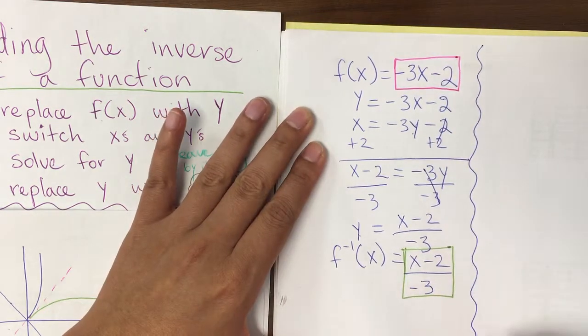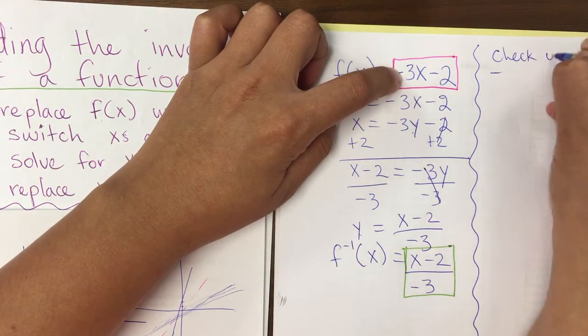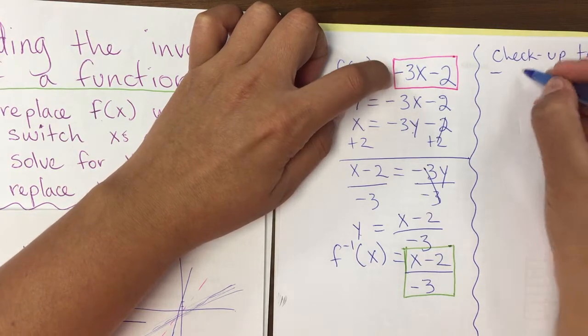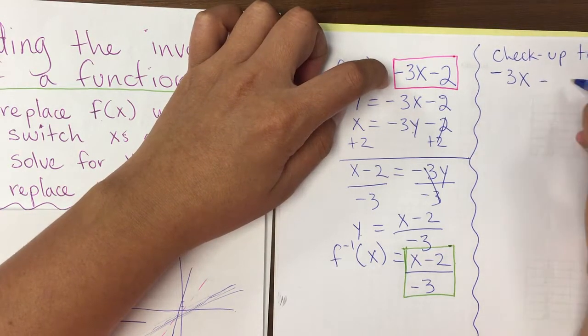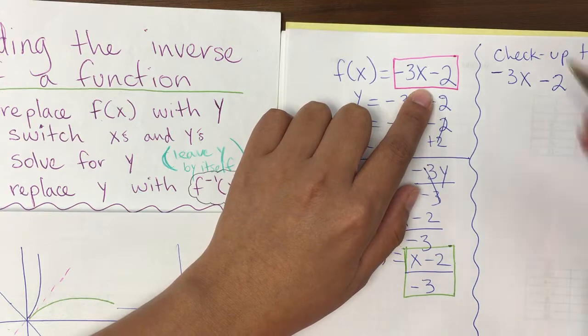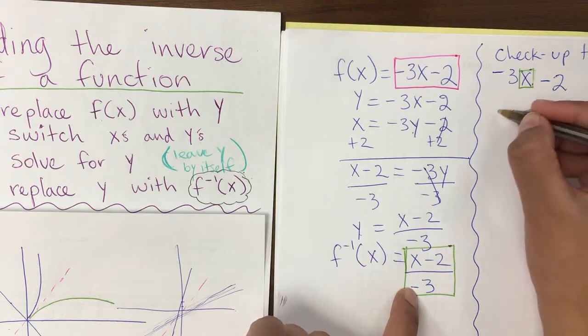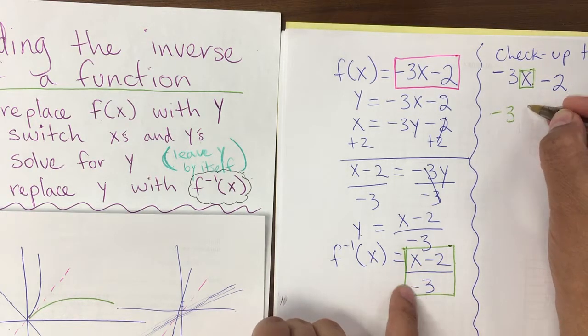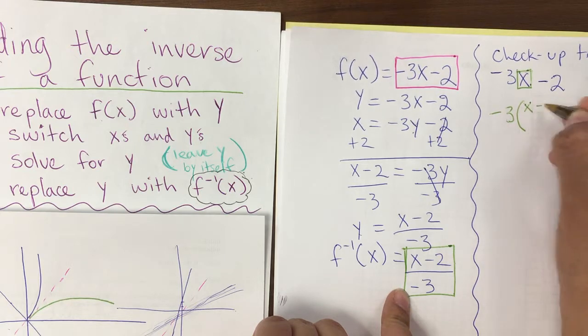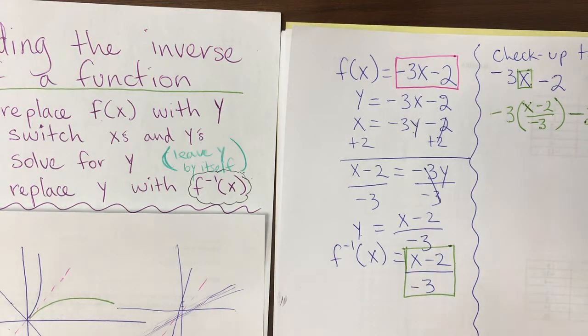For my checkup test, I'm going to get this checkup test. So negative 3x minus 2, but my x, notice how I'm getting the pink, so I put my x with green so that I can remember to use this one. X minus 2 over negative 3 minus 2, and I start canceling. I cannot cancel.